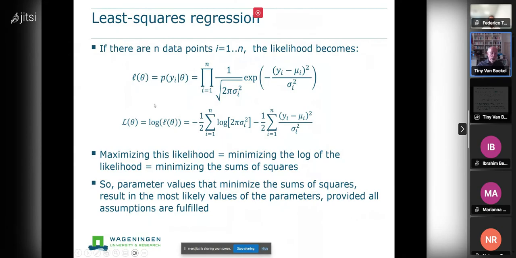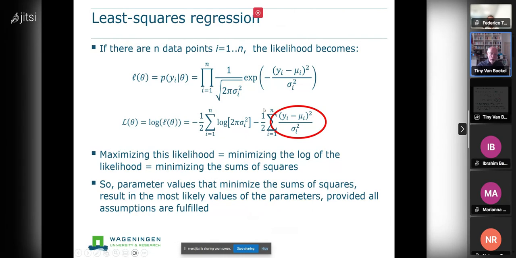Then what we can do is take the logarithm, and as we saw yesterday also, if you take the logarithm of a multiplication, you end up with sums. So by taking the logarithm, you get the log likelihood. We now have sums instead of multiplication, and these lead to the sums of squares, because that's what you see here. It's the sum of the difference between the data point and the mean divided by the standard deviation, and then that is squared. So that's where the term least squares comes from.